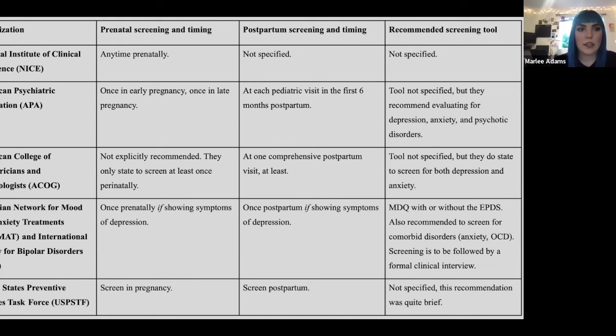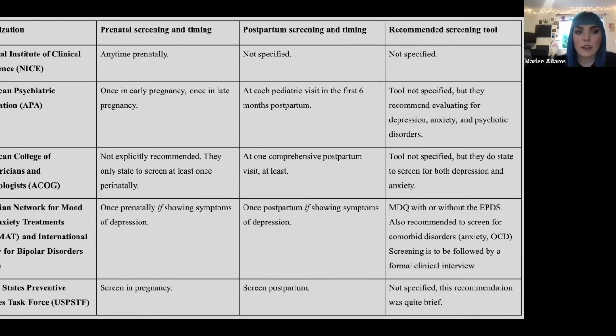I like the APA's one, the American Psychiatric Association's, a little bit better, actually quite a bit. It says to screen once in early pregnancy and once in late pregnancy. So that's nice. You have a good baseline. And at each pediatric visit in the 6 months postpartum. They don't say what tool to use, and bipolar disorder isn't mentioned as one of the things you should screen for. ACOG doesn't specifically say to screen prenatally, but they do say to screen postpartum, and they recommend screening for depression and anxiety, but not bipolar disorder.